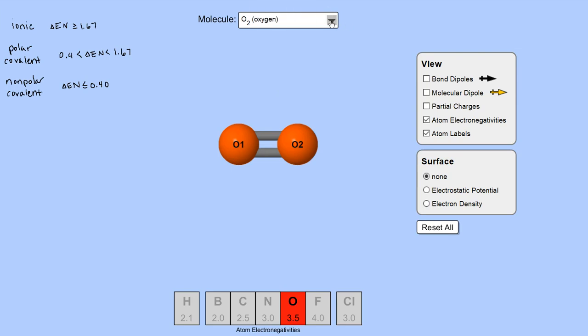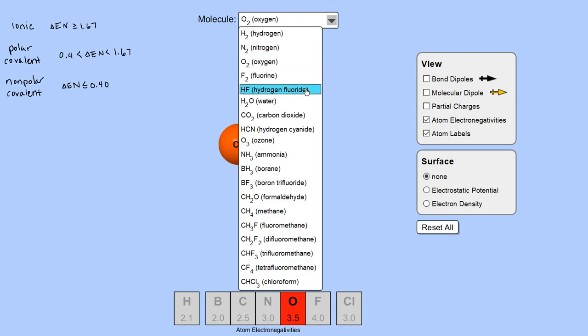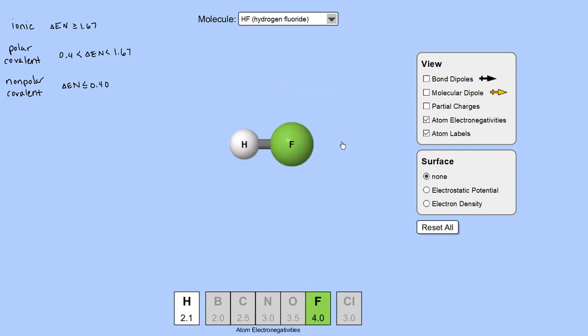Let's look at another example. Let's look at one where there is a difference in electronegativity. So here is hydrogen bonded to fluorine. Now our electronegativity difference is definitely not going to be 0 this time. In fact, we're taking the most electronegative element, fluorine, 4.0, and a fairly low electronegativity atom, hydrogen. So we end up with a really big electronegativity difference of 1.9, right?